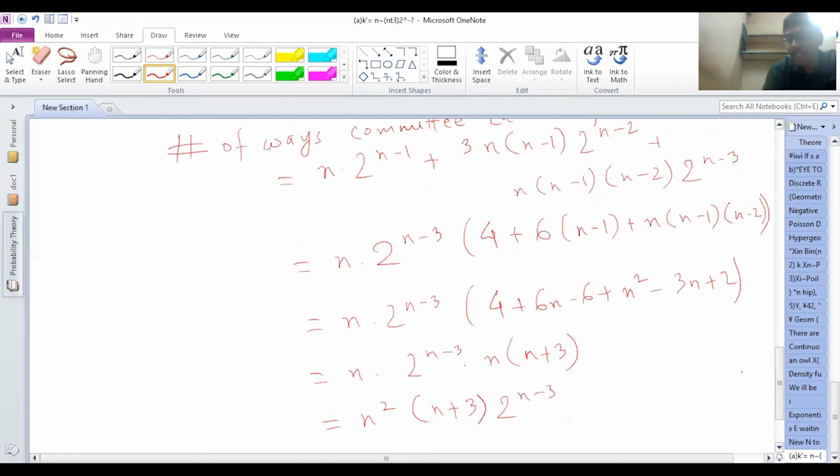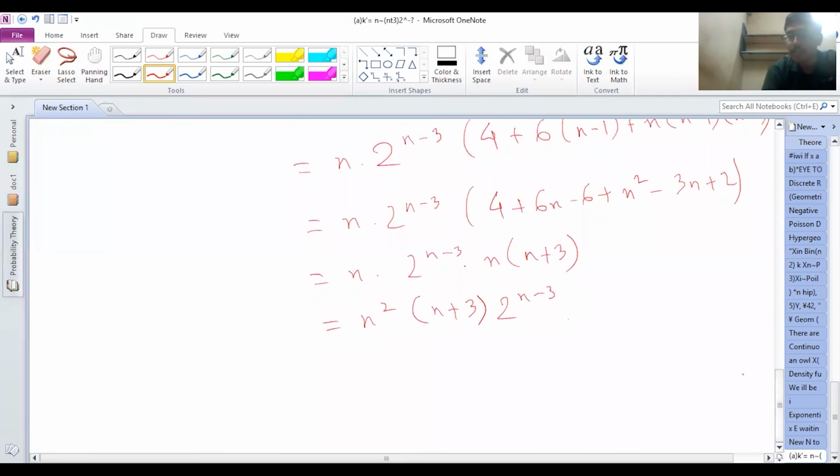Now note that we have been counting the same thing in two different ways. So the number of ways that this can be achieved is equal in both the cases, which leads us to conclude the following equality. Summation k equal to 1 to n of n choose k times k cube is equal to n square times n plus 3 times 2 power n minus 3. And we are done.